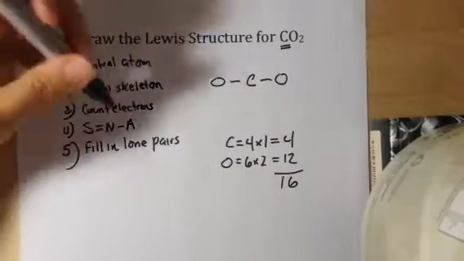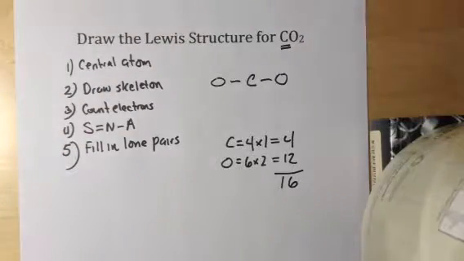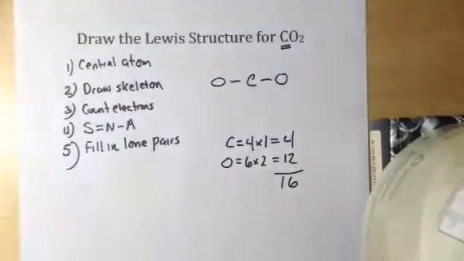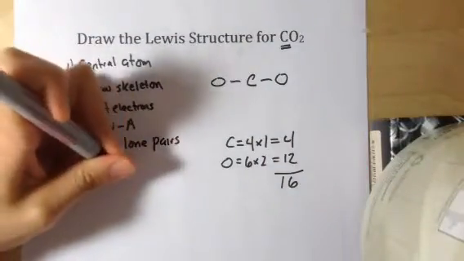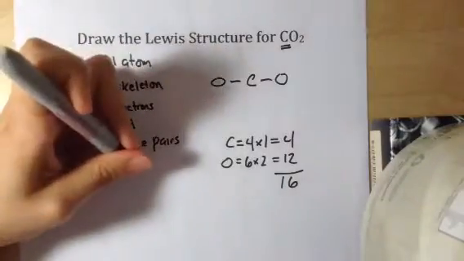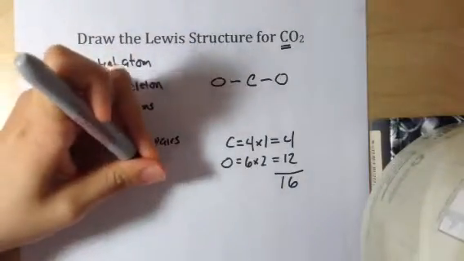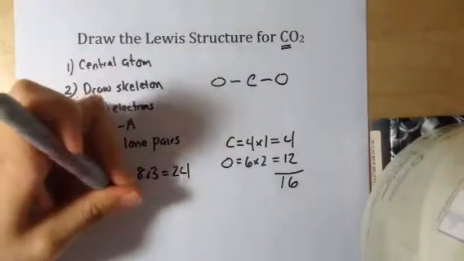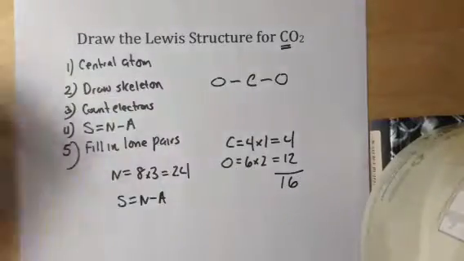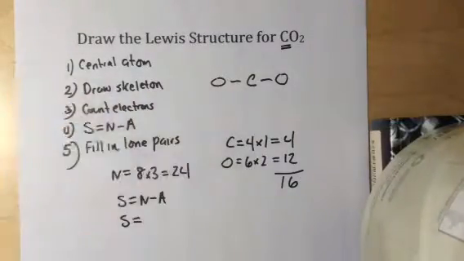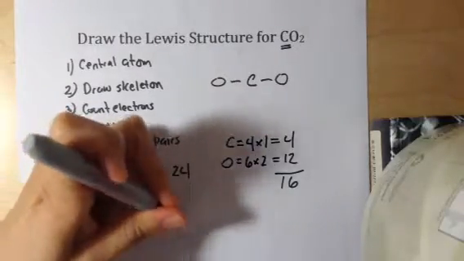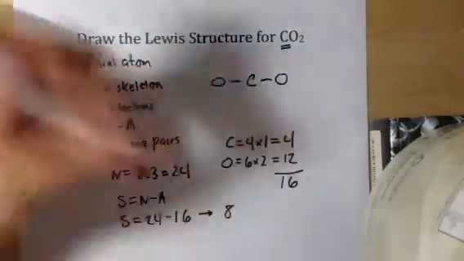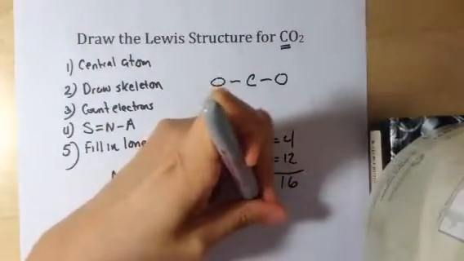In terms of shared equals need minus available, the need is everybody here needs an octet. Octet, octet, octet. So our need is 8 for octet times 3, 24. So shared equals need minus available. Shared equals 24 minus 16, which is 8. So it's 8 electrons.